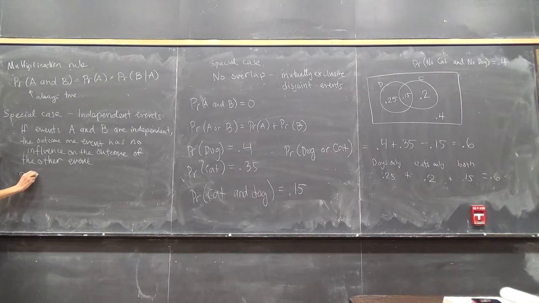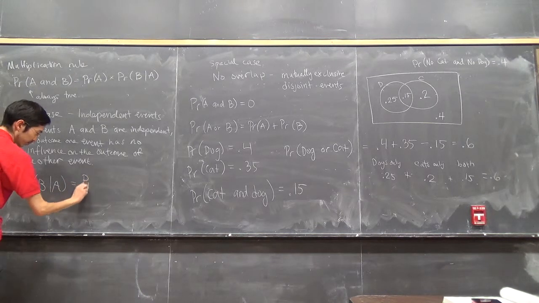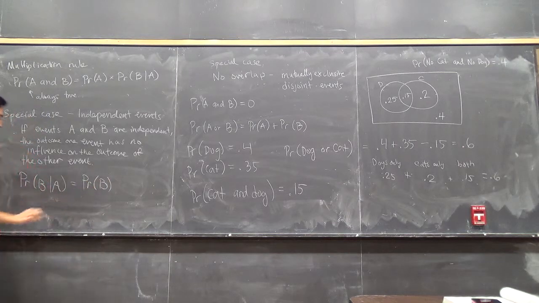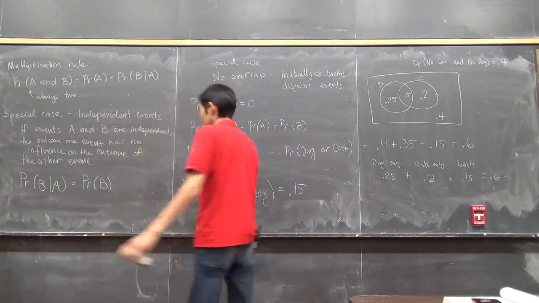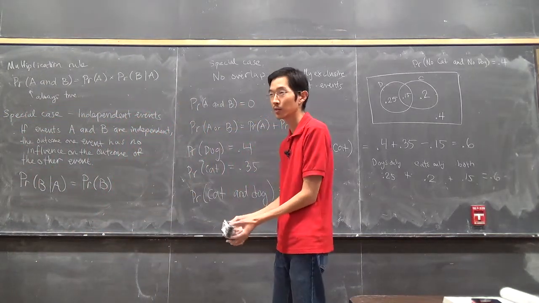So the probability of B given A would then just be equal to the probability of B. Okay. So knowing that event A has happened does not affect the outcome of B.